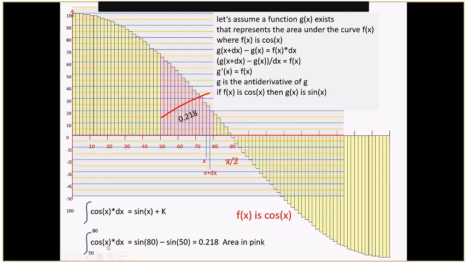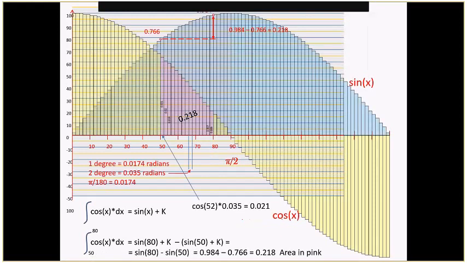So the pink area, which is from 50 to 80 degrees, of cosine of x times dx equals sine of 80, which is here, minus sine of 50, which is the area in pink. So let's look at both functions drawn now. The cosine is here and the sine is here.